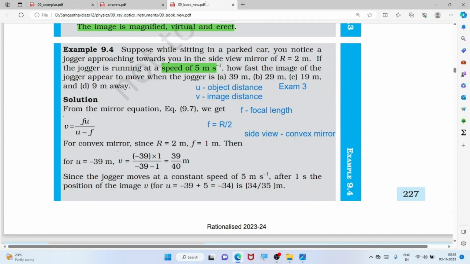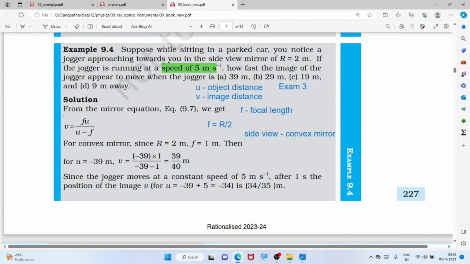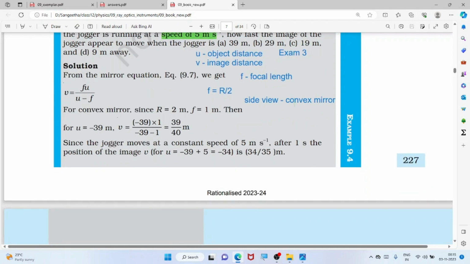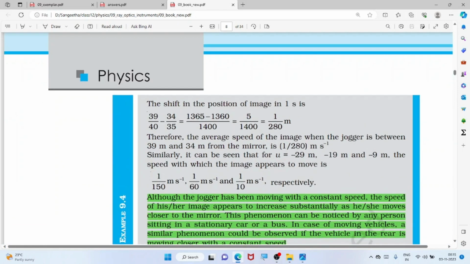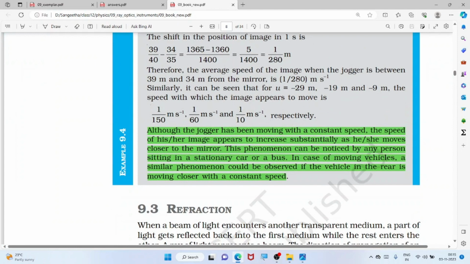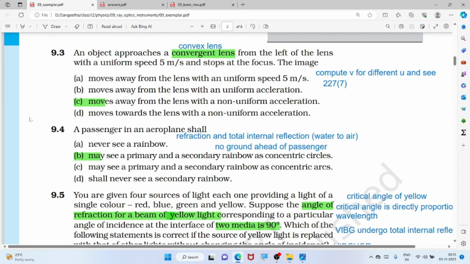That is what the result at various distances. In this distance, this distance, this distance they measured. So using this formula you see this image is at this, then for this distance image is this. So after that this is the conclusion. So you read this. So this image moves with the non-uniform acceleration, moves away from the lens with non-uniform acceleration.